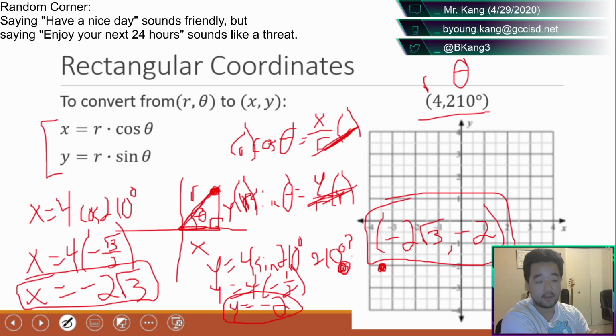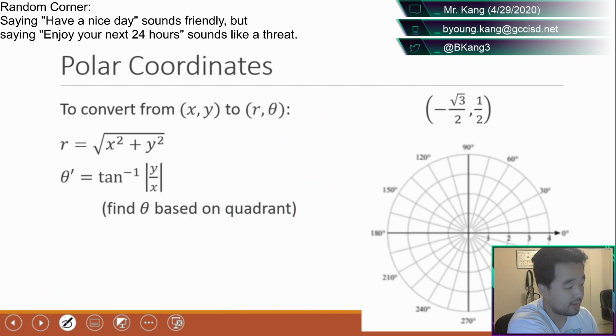Okay. So that was polar to rectangular conversion. So now obviously we need to go the other way, and we need to do rectangular to polar conversion. The only tricky part about this is figuring out theta. And again, let me try to illustrate what I mean by that.